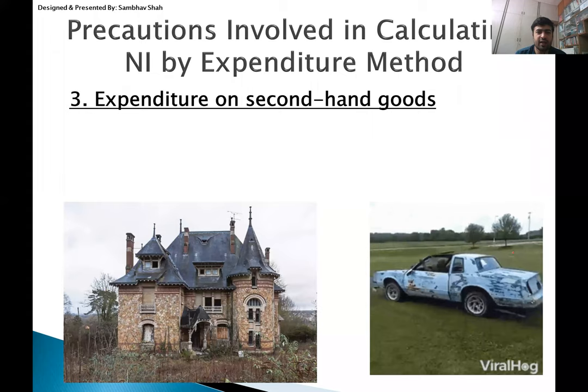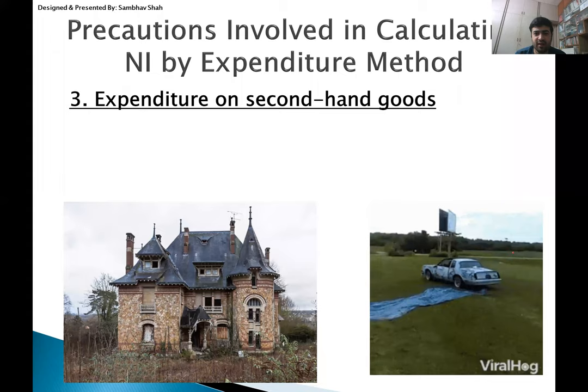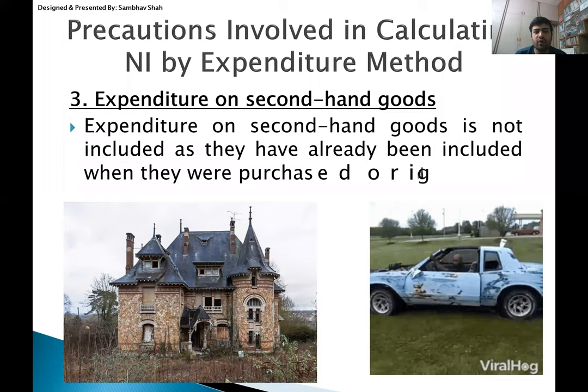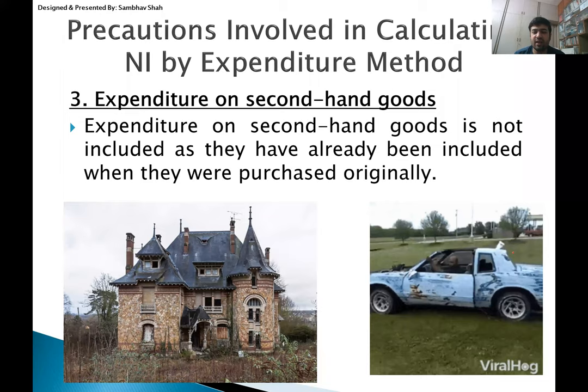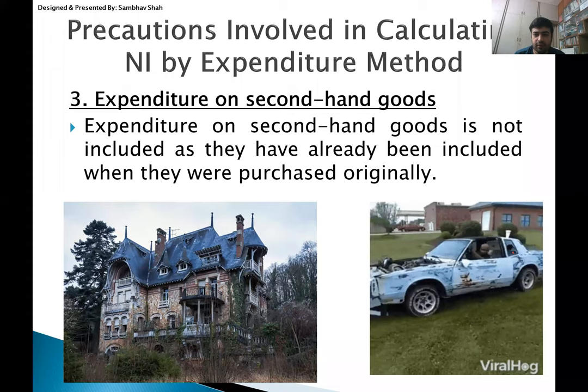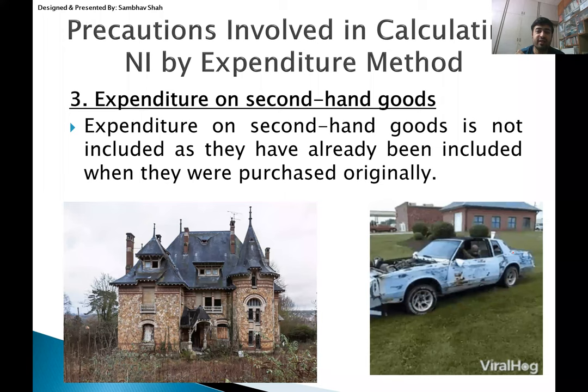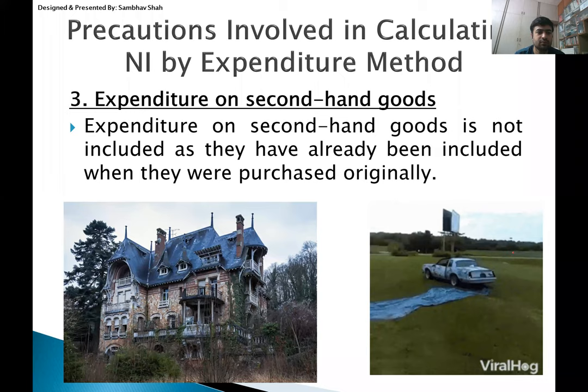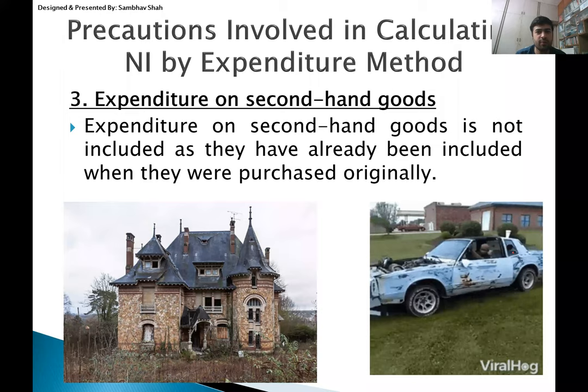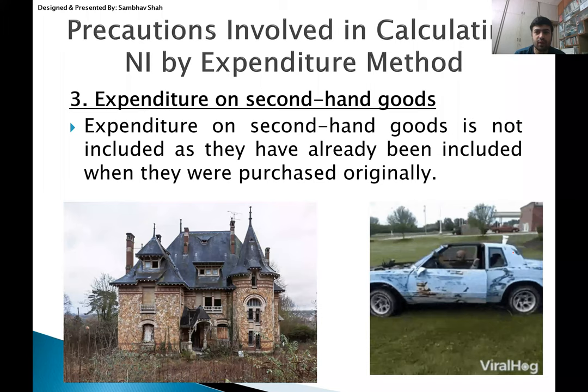Next. Expenditure on second-hand goods. So definitely you are going to buy a second-hand house or a second-hand car or something like that, right? Such expenditure on second-hand goods is not included as they have already been included when they were purchased originally, right? So the first expenditure when they were made has already been included in the national income. If this is included, then what will happen? It will give rise to the problem of double counting. And we don't want the problem of double counting to happen, right? This is also one of the reasons the expenditure on second-hand goods shall not be included in the national income. Shall we move? Right.